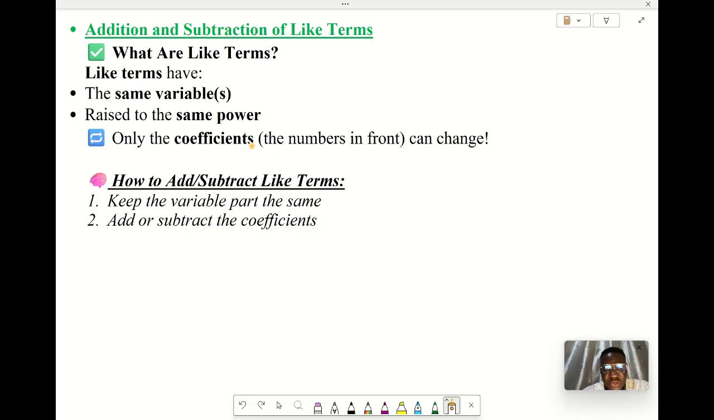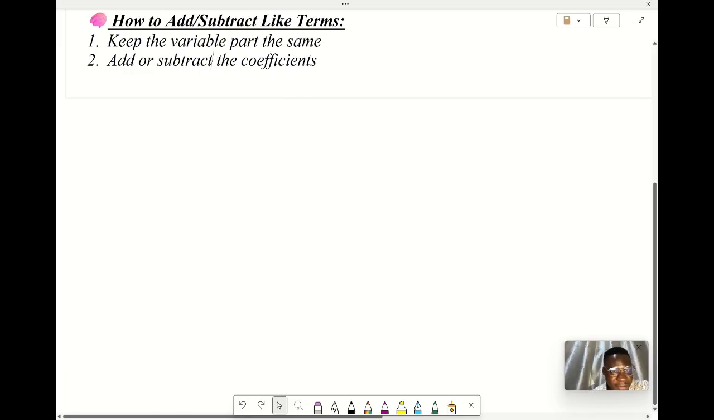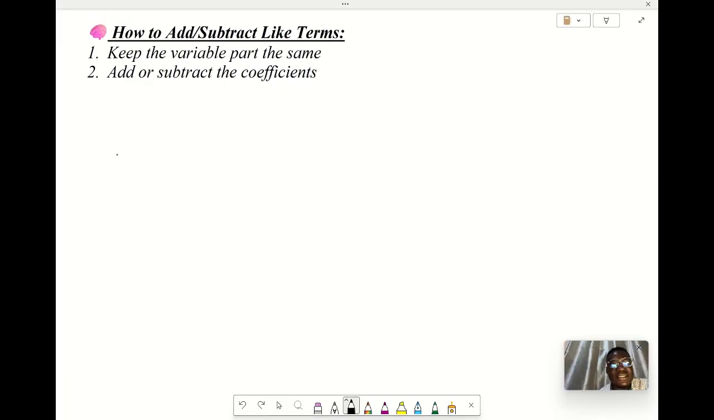Now, how do we add or subtract like terms? It is important to know that you have to keep the variable parts the same as it is. Do not change it. Then add or subtract the coefficients. So basically, the coefficients is where our interest is going to be. So let's take the first example. Example number 1.